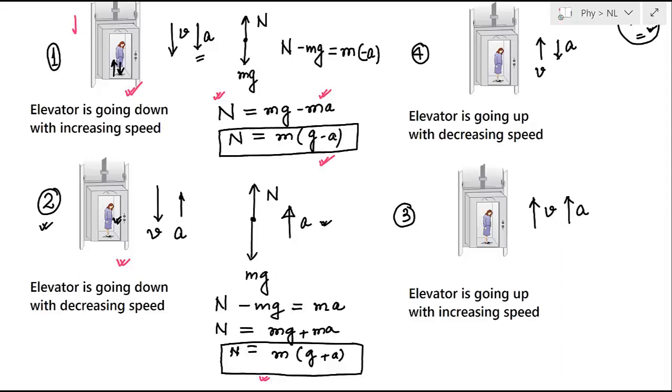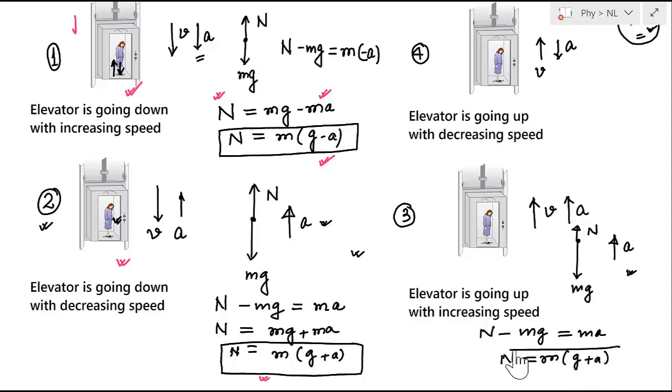Now let us consider situation 3. What are the forces acting? Once again, mg in the downward direction, the normal reaction in the upward direction, and acceleration in the upward direction. So this situation is the same as the previous situation. So you can write Newton's second law, that is N minus mg equals ma. So in this case again N equals mg plus ma. So you will feel a little bit heavy in this case again, because this is accelerating in the upward direction.